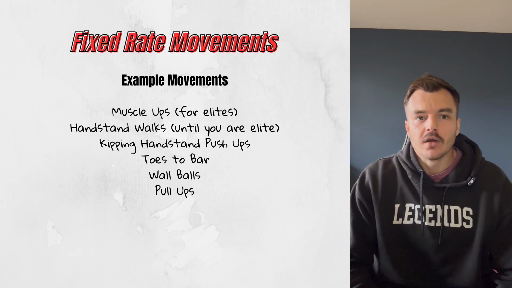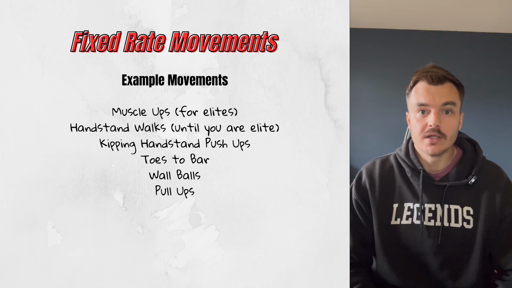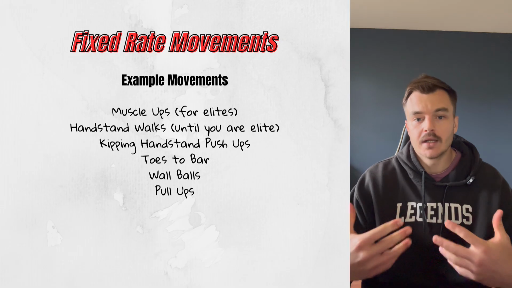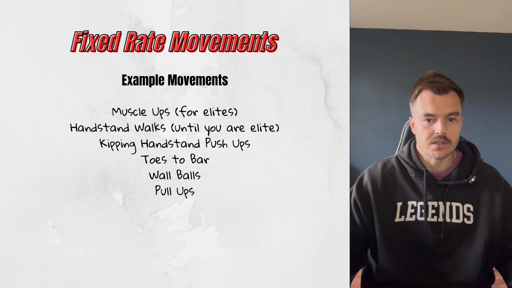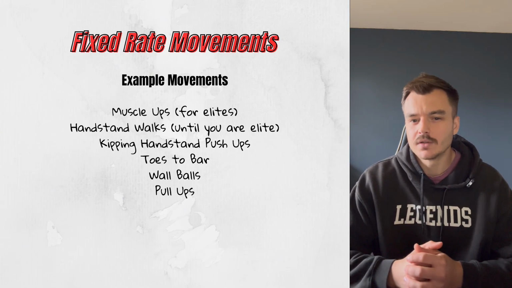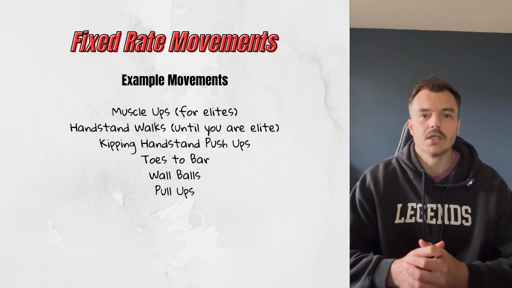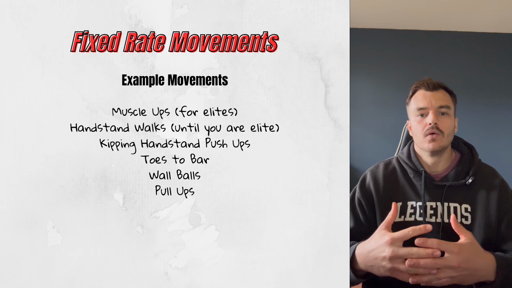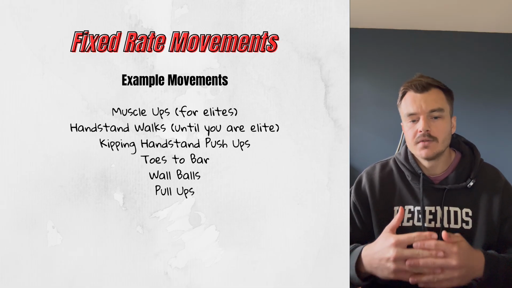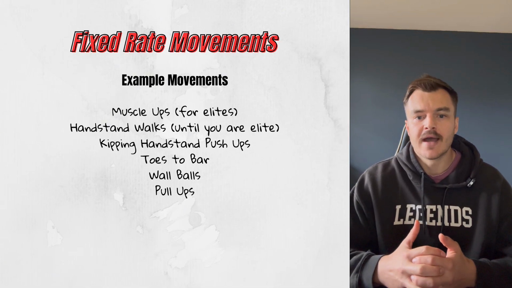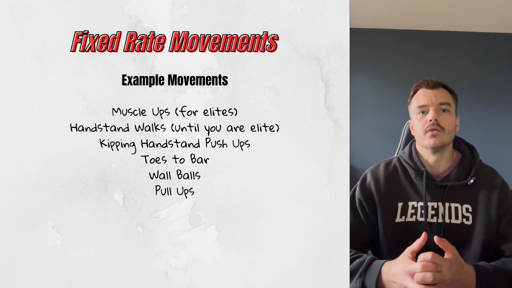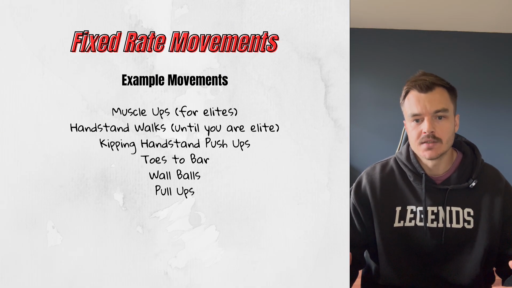Handstand walks are what I would categorize as fixed rate movements until you are elite. A lot of times folks will learn how to handstand walk, and then that's kind of the only speed they get. And the same thing is kind of true for double unders, to a lesser extent though. This is like a high skill gymnastics movement that people don't have quite enough proficiency in to have control over their ability to speed up and slow down, and therefore the rate at which they are doing it is fixed.